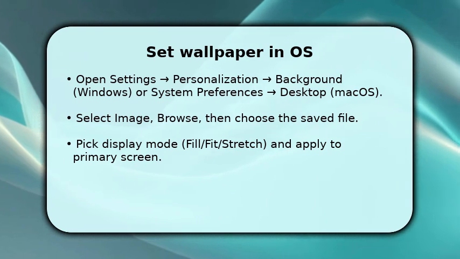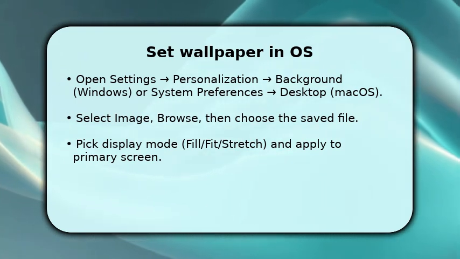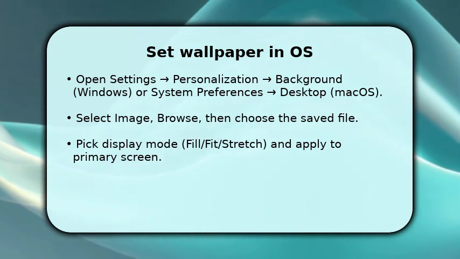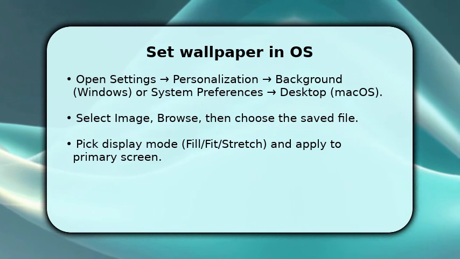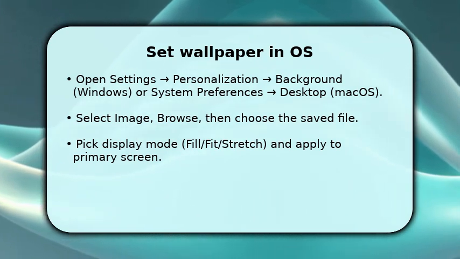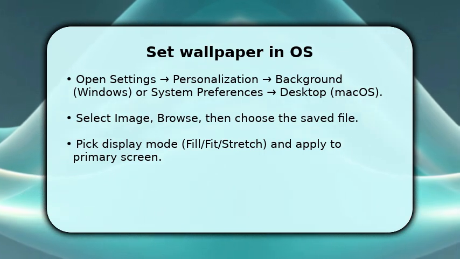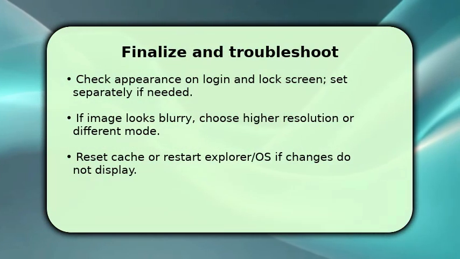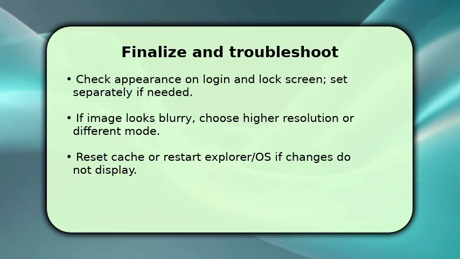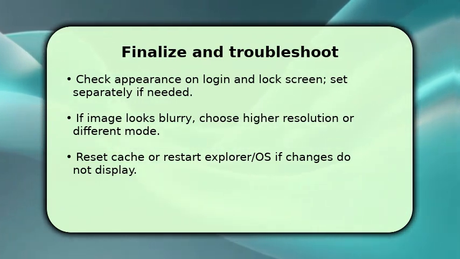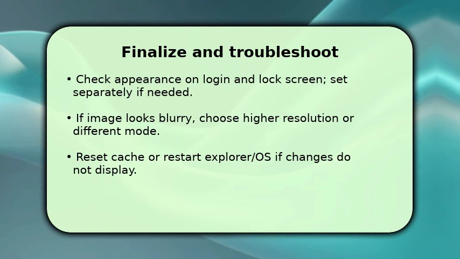Once selected, pick the display mode such as Fill to cover the whole screen or center if you want margins. This preserves aspect ratio or forces cropping. After choosing, click Apply or Close. If you have multiple monitors, make sure you assign the image to each one. You confirm the change by locking and unlocking or signing out to view the login and desktop states. Remember, some systems use separate images for lock screens that you may need to set.